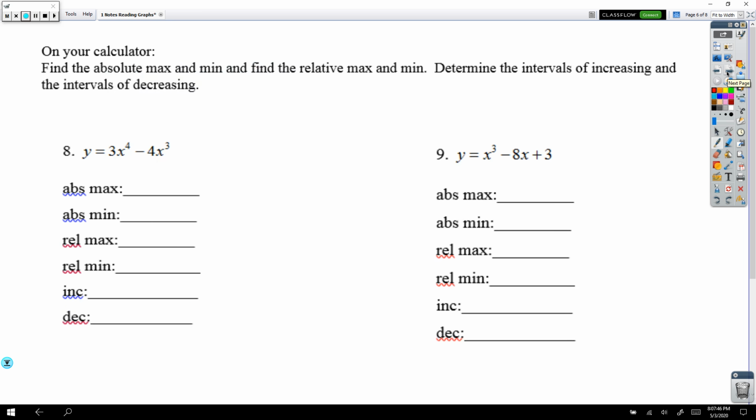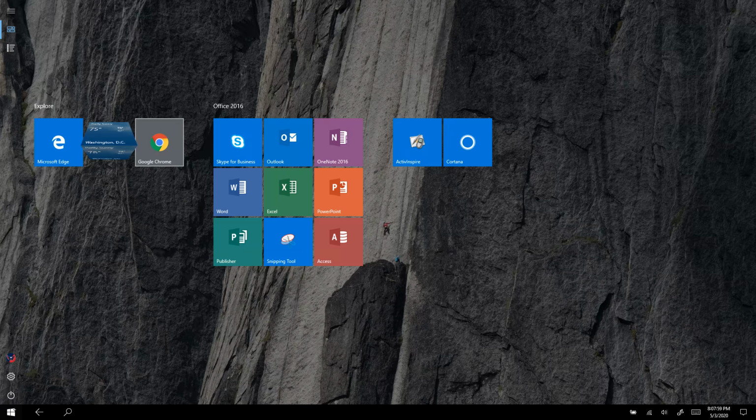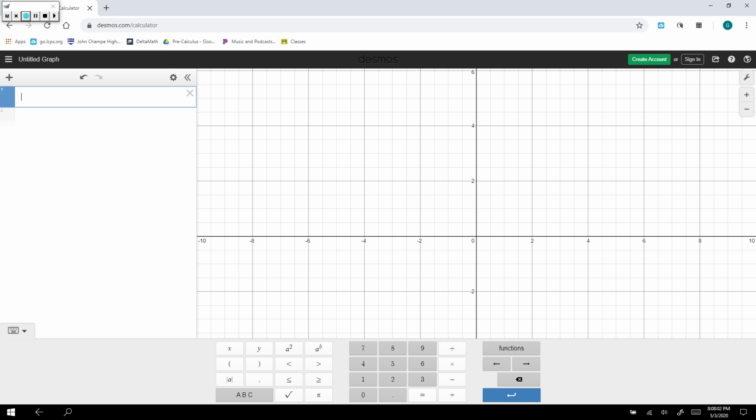All right, now we're going to look at using the calculator to figure all this stuff out. I do have Desmos loaded up, so hopefully this will work. So I'm going to go to Desmos here. I think it's a little bit glitchy though, so bear with me. And we're going to graph 3x to the 4th minus 4x to the 3rd.